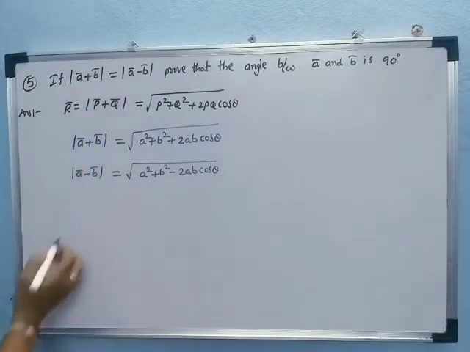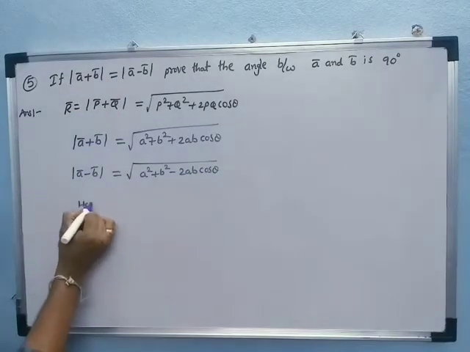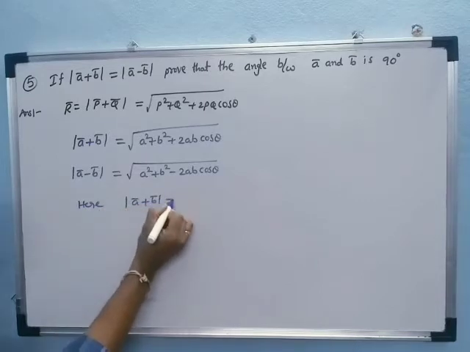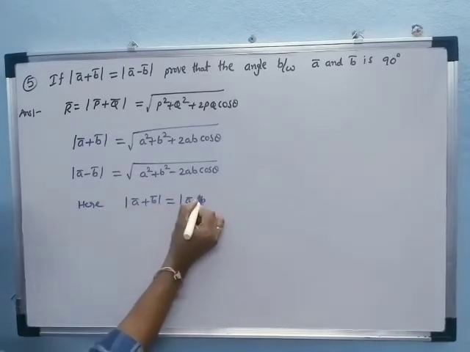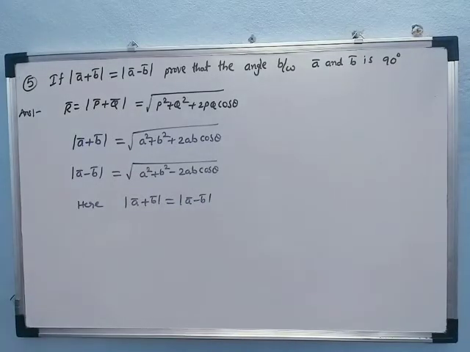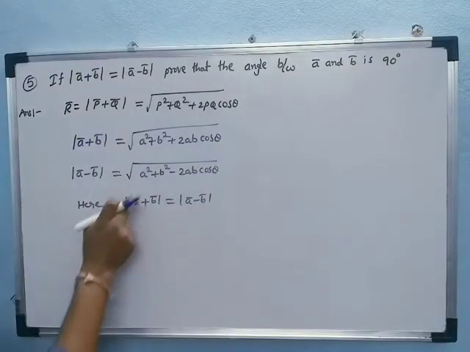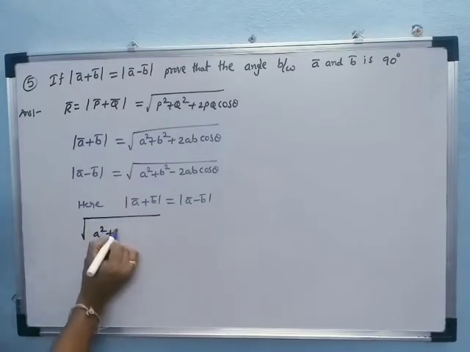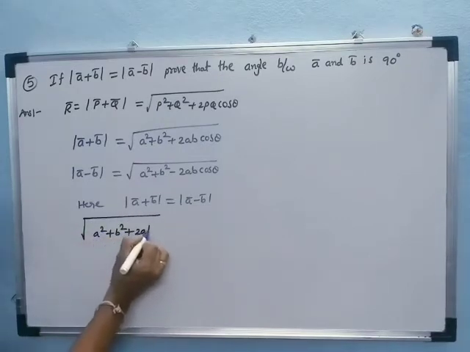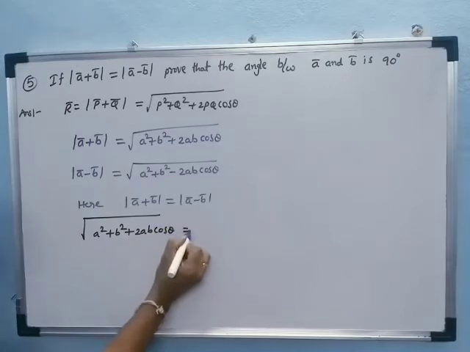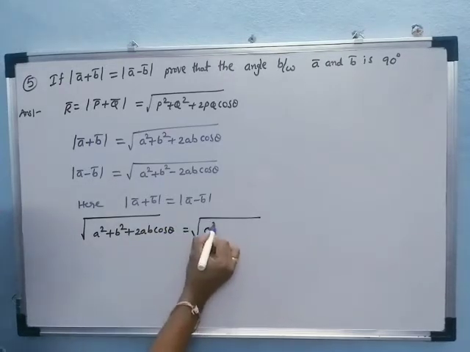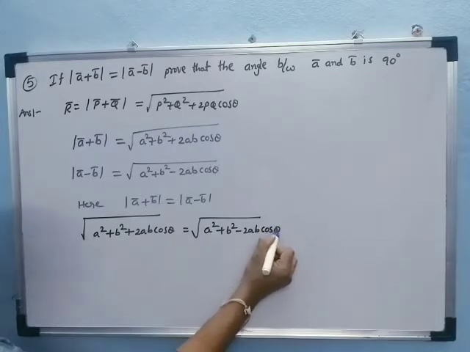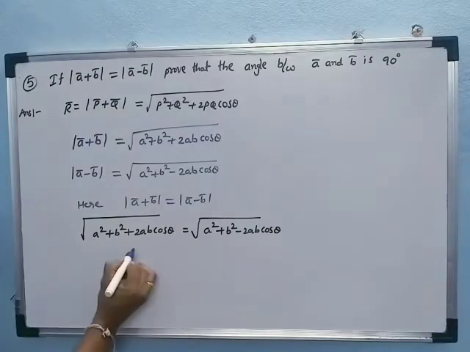Then these two are equal. Here the given condition is mod of a bar plus b bar is equal to mod of a bar minus b bar. Then substitute the values: under root of a square plus b square plus 2ab cos theta is equal to under root of a square plus b square minus 2ab cos theta. Squaring on both sides.